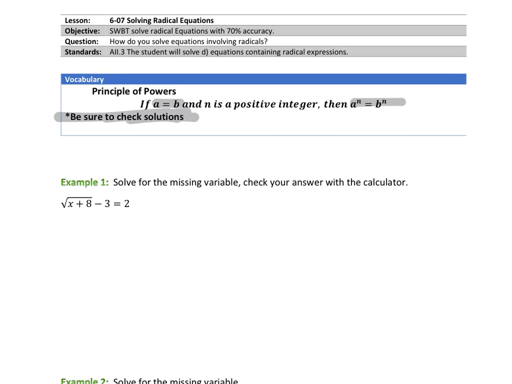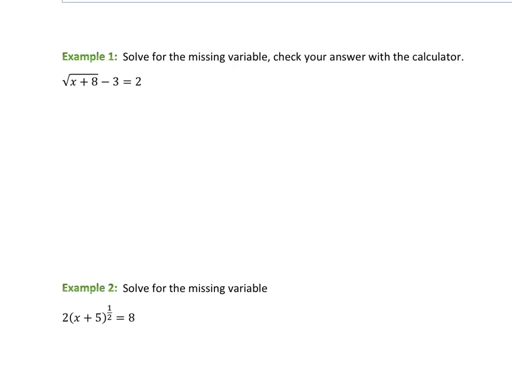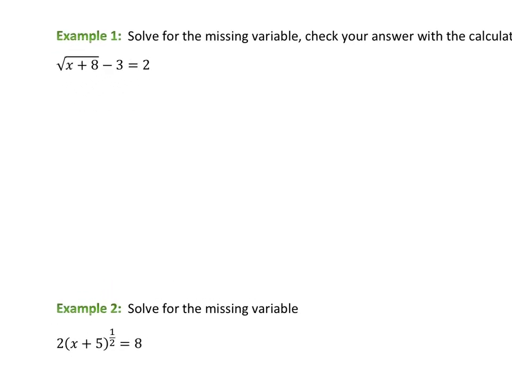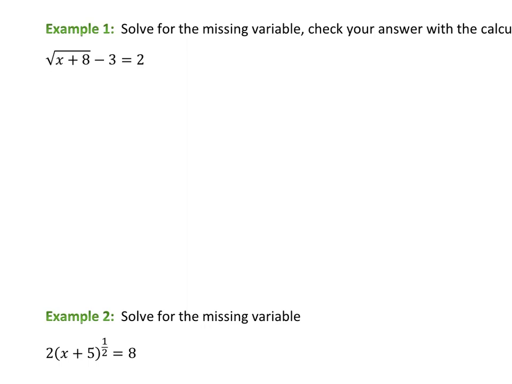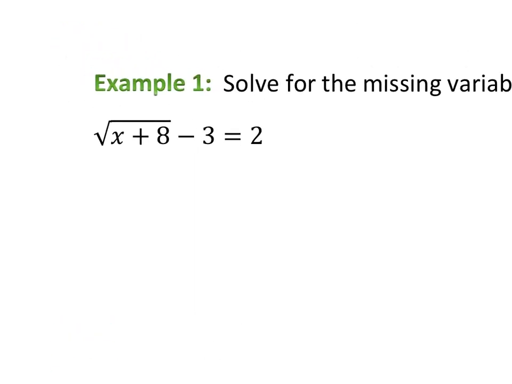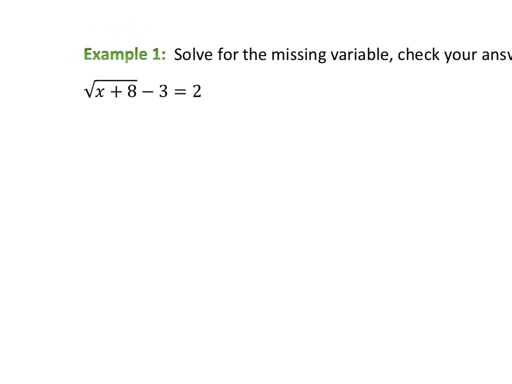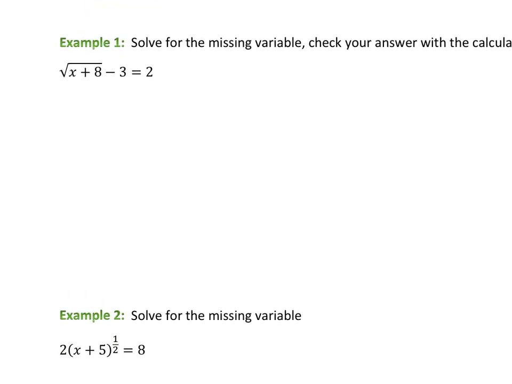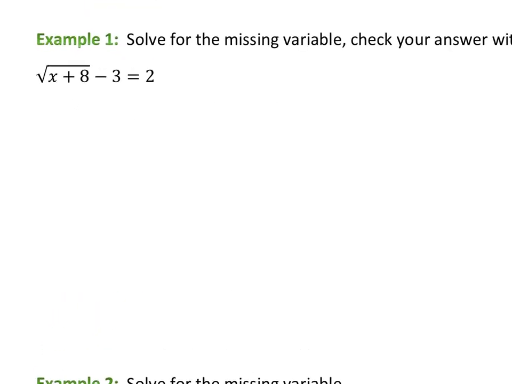So if we look at the first example here, just like some of our other equations, when we go to solve it, we've got to get rid of anything outside the parentheses. And technically, in this case, the parentheses is the stuff underneath the radical. So as I go to get rid of it, I've got to get rid of the 3 first. So I'm going to add 3 since it's outside. That's going to give me the square root of x plus 8 is equal to 5.